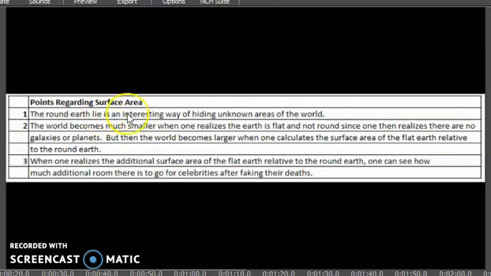Okay, points regarding the surface area. Point number one, the round Earth lie is an interesting way of hiding unknown areas of the world. Point number two, the world becomes smaller when one realizes the Earth is flat and not round, since one then realizes there are no galaxies or planets. But then the world becomes larger when one calculates the surface area of the flat Earth relative to the round Earth. And third and finally, when one realizes the additional surface area of the flat Earth relative to the round Earth, one can see how much additional room there is for celebrities to go after faking their deaths.